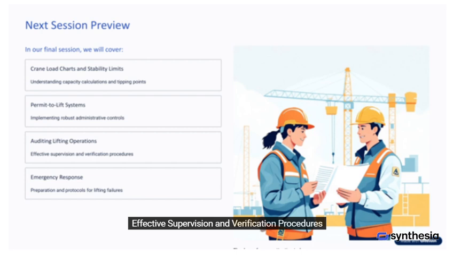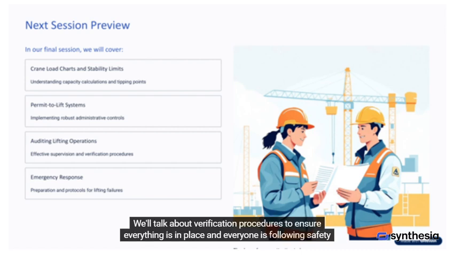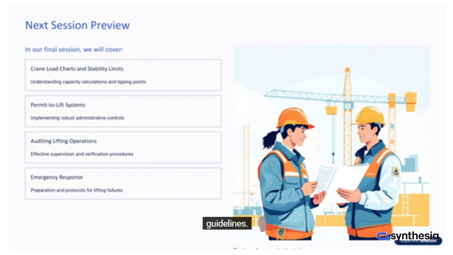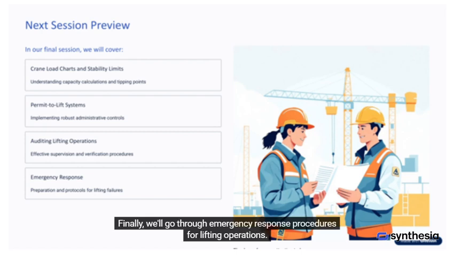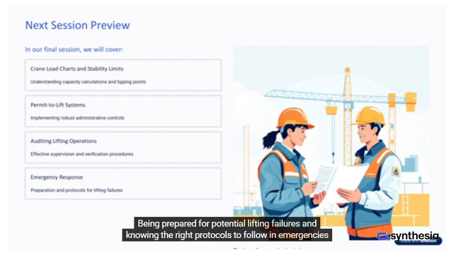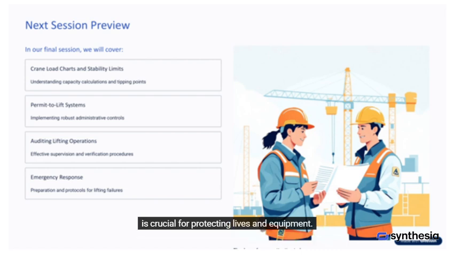Effective supervision and verification procedures. Proper supervision is vital for overseeing safe lifting operations. We'll talk about verification procedures to ensure everything is in place and everyone is following safety guidelines. Emergency response. Finally, we'll go through emergency response procedures for lifting operations. Being prepared for potential lifting failures and knowing the right protocols to follow in emergencies is crucial for protecting lives and equipment.